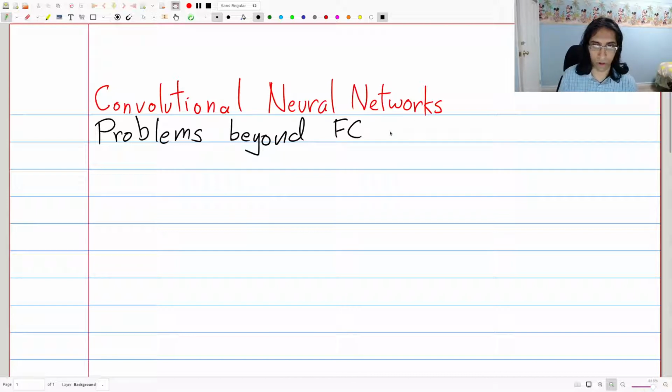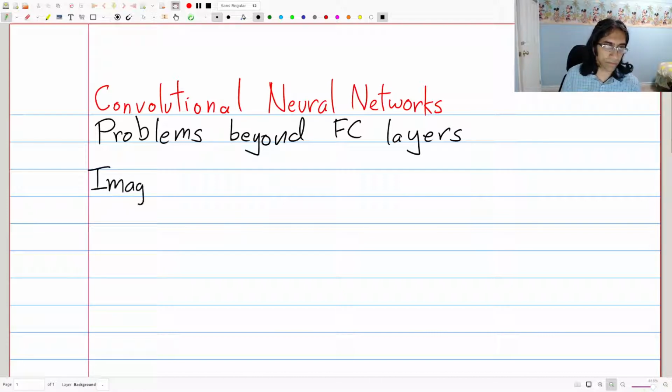Fully connected layers are often called FC layers. The problem is that with fully connected layers, the parameters grow very, very fast as you have more and more layers and more hidden neurons. So let me give you a simple example, just a back of the envelope calculation. Suppose we wanted to do some sort of image classification using a fully connected neural network. What would that look like?